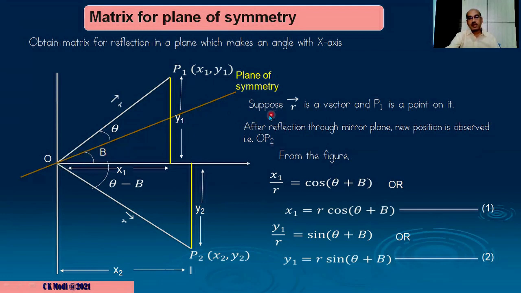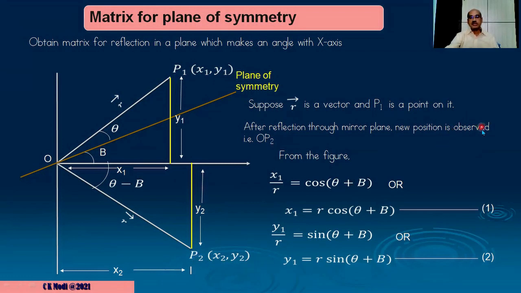Okay. Now suppose R is a vector and point P1 is a point on it. After reflection through the mirror plane, so if we can put the mirror plane, where will its reflection be? The point P1 changes to point P2. So its reflection will be here, with its final coordinates x2 and y2.